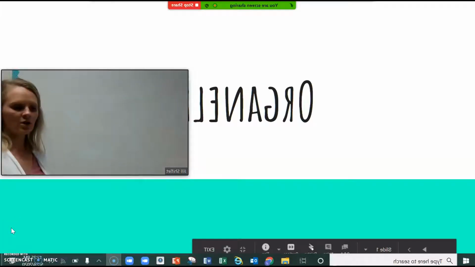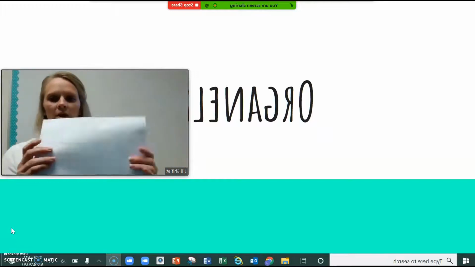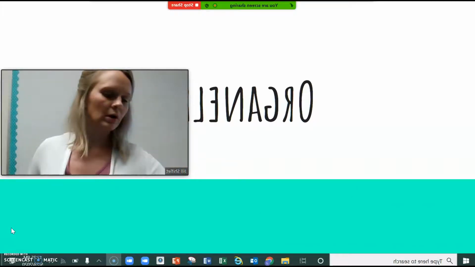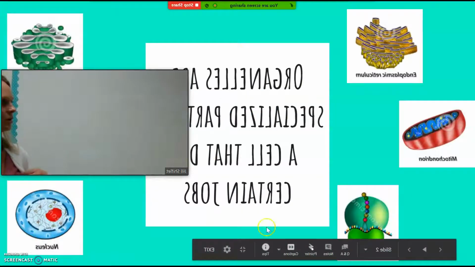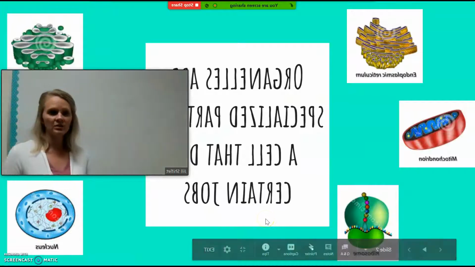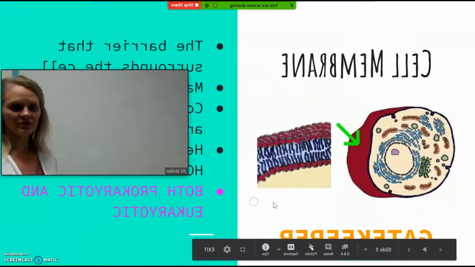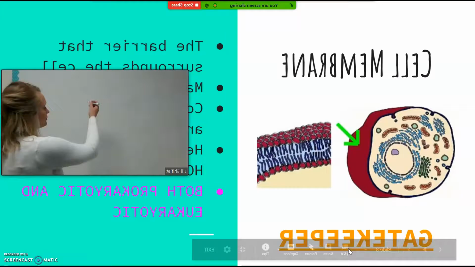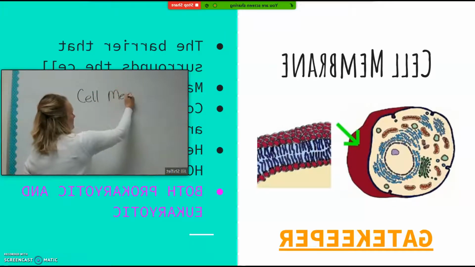Okay, so you've got your paper divided into 12 squares, like this, and we're going to put one organelle in each of the boxes. Remember that an organelle is just the parts that go inside of a cell. All the specialized parts, each organelle does a different job. So the first one is cell membrane. In your first box, write cell membrane.